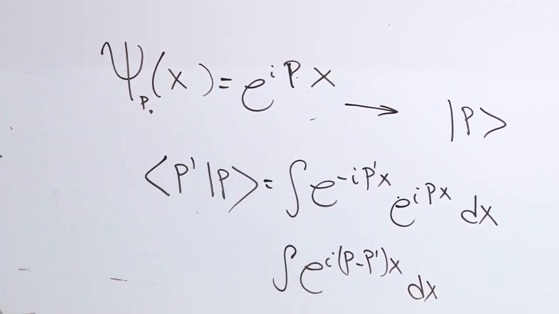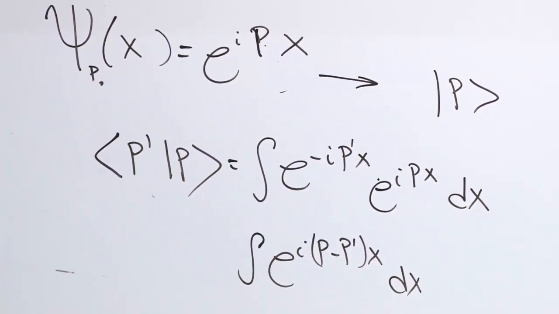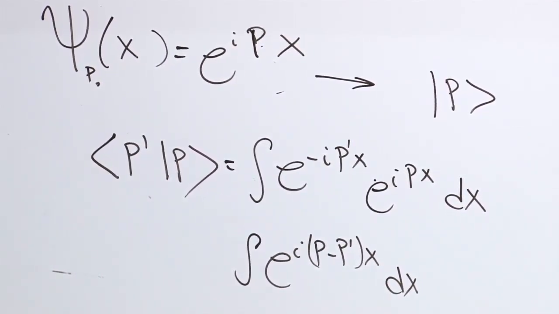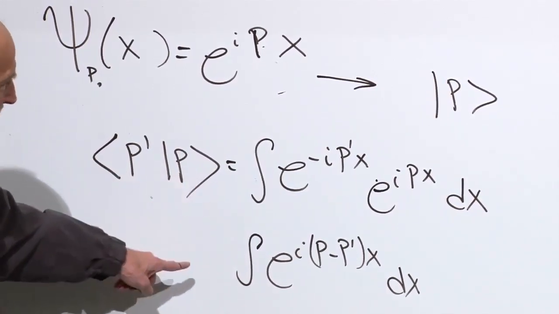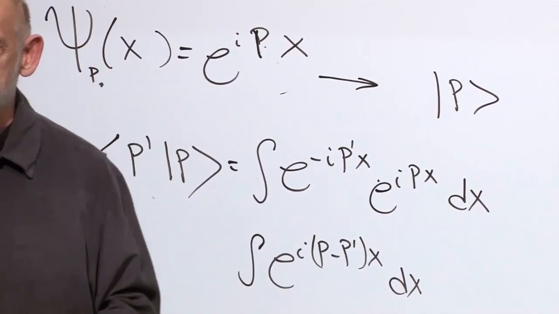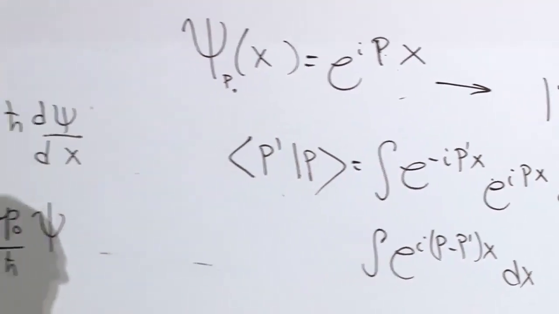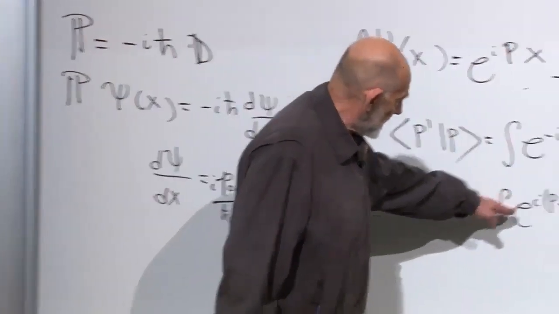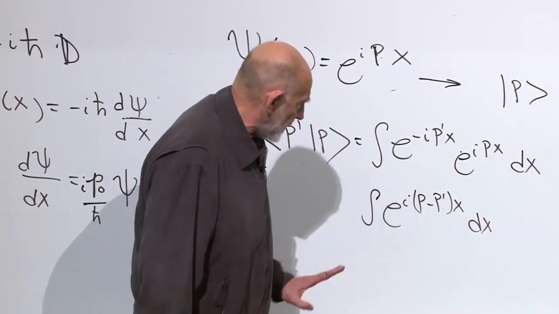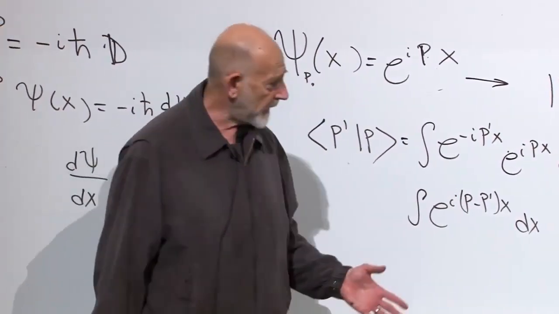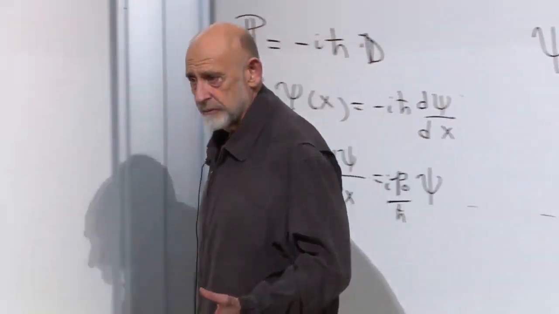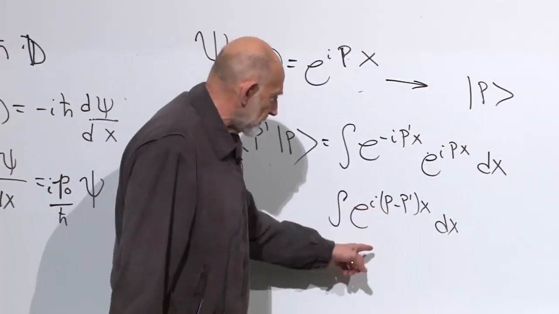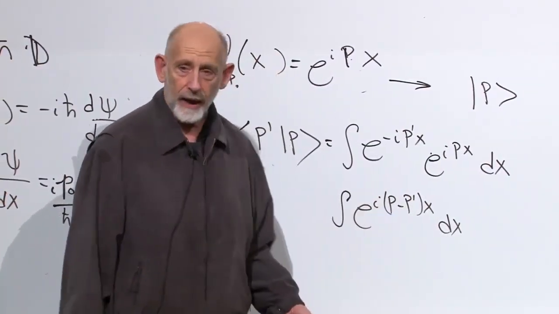Now, if we've done things right, since P is supposed to be an observable, a Hermitian operator, and the eigenvectors of Hermitian operators should be orthogonal, then this should be 0 if p is not equal to p prime. It's pretty clear that it is 0 if p is not equal to p prime, for the following reason. The real and imaginary parts of e to the i (p minus p prime) x are cosines and sines. If p is not equal to p prime, these are cosines and sines of (p minus p prime) x.